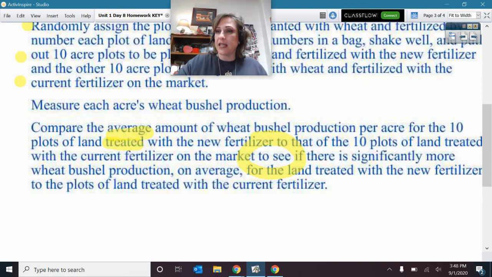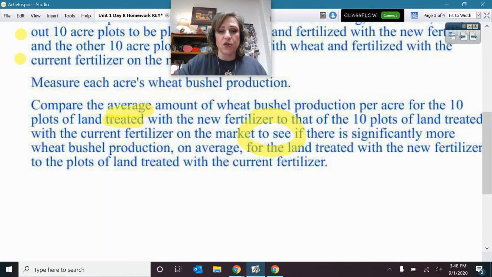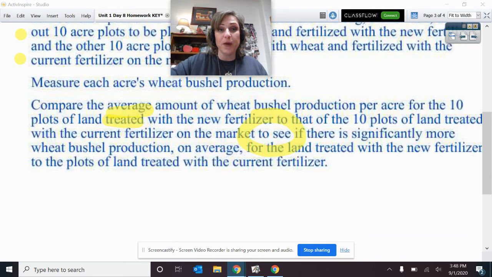And so I hope that you're getting the hang of that so that you include all the things that you need to for your experimental design of completely randomized design.